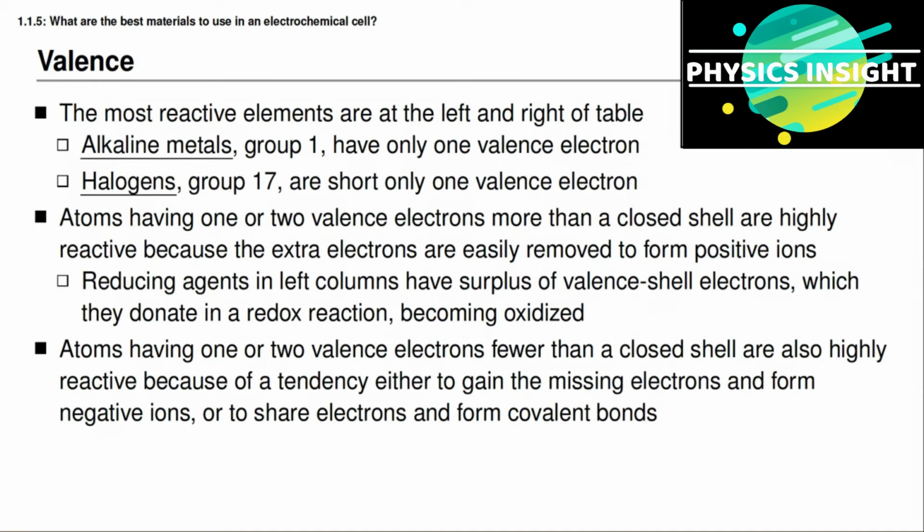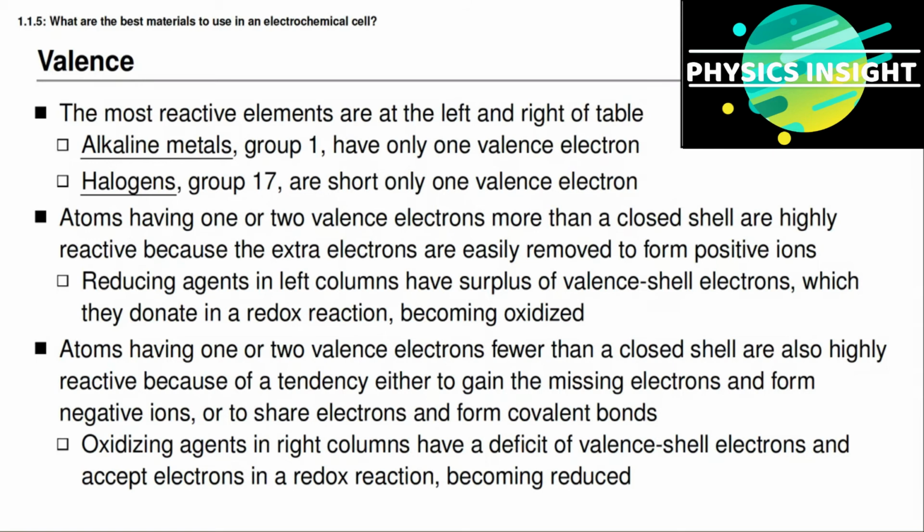On the right side of the table, ignoring the noble gases, we see the elements that are lacking only 1 or 2 electrons before their valence shell is filled. And these are the strongest oxidizing agents because they have this deficit of valence shell electrons, and they strongly desire to steal, or maybe accept, electrons in a redox reaction, becoming reduced themselves.